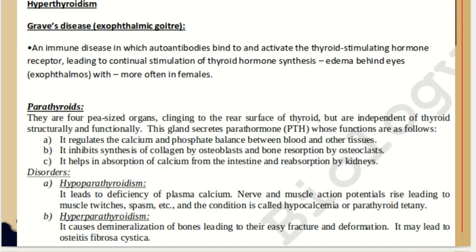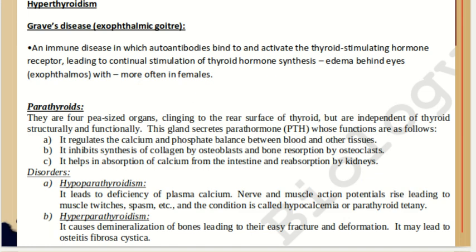Hyperthyroidism, it is Graves' disease. It is also called exophthalmic goiter. It is an immune disease in which autoantibodies bind to and activate the thyroid stimulating hormone receptor, which leads to continual stimulation of thyroid hormone synthesis, edema behind the eyes, and exophthalmos. It occurs more often in females.